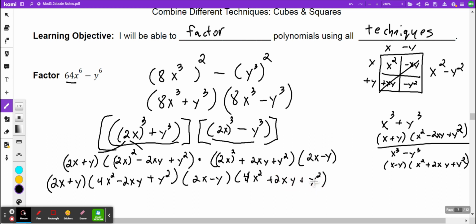Now, we're not actually solving, we're just factoring it. So this is fully factored. We can't do any more. We're done. So that's it.